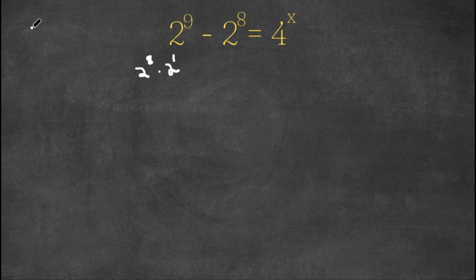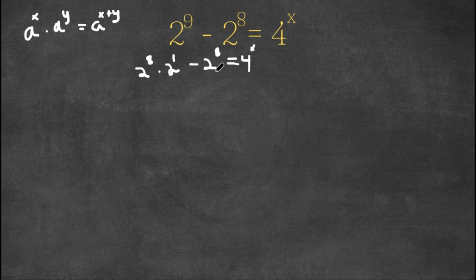Because remember, if we have a to the power of x times a to the power of y, this is equal to a to the power of x plus y. And I'm still subtracting this with 2 to the power of 8. And this is equal to 4 to the power of x.